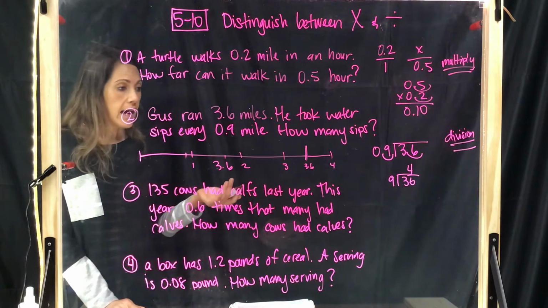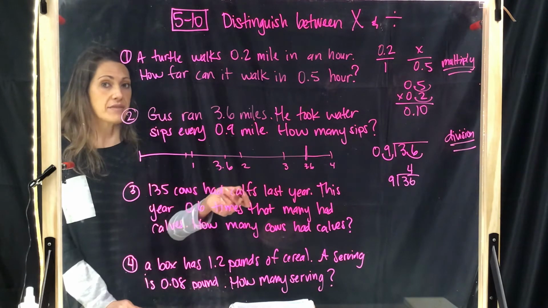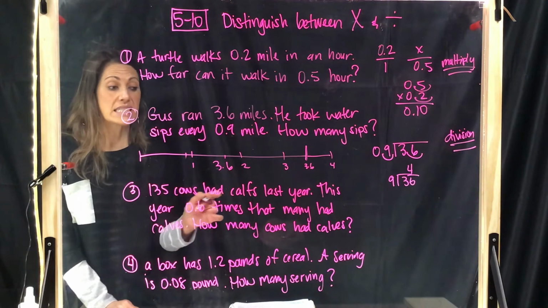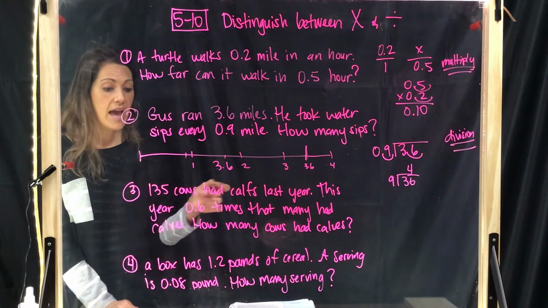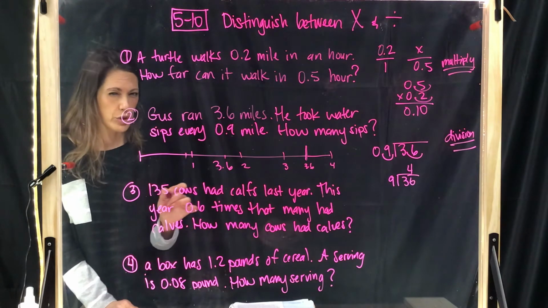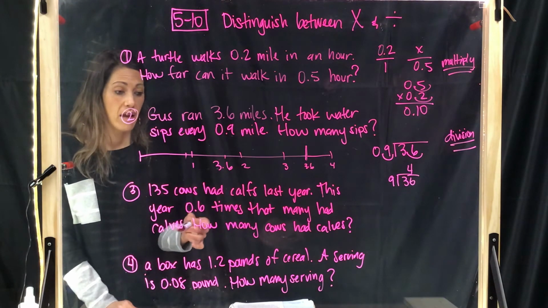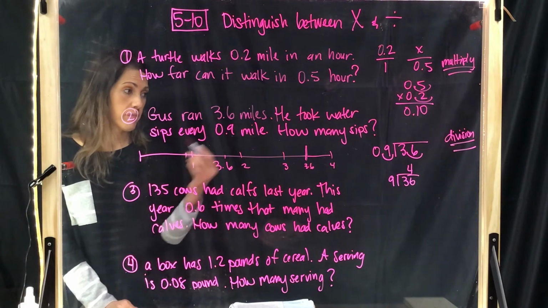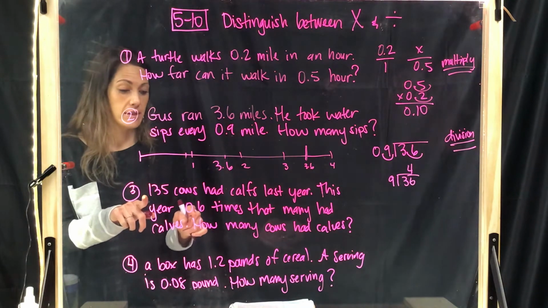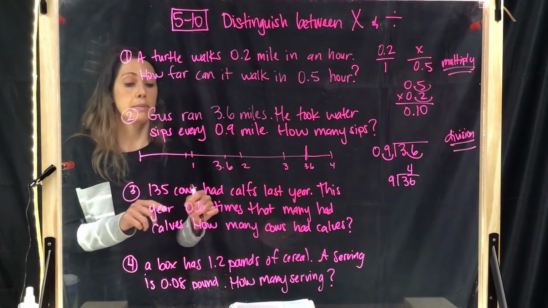There was a farm with lots of cows. So there were 135 cows, and those cows had calves last year. This year, 6/10 times that many had calves. So that looks like less than a whole number. So the number was probably going to be less because it's 6/10 times as many. And this is saying times, which to me means I'm probably going to multiply. I know that if I multiply by a number that is less than 1, then my answer should probably be less too.